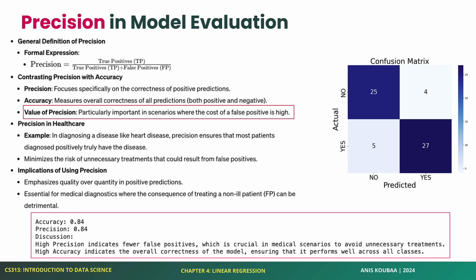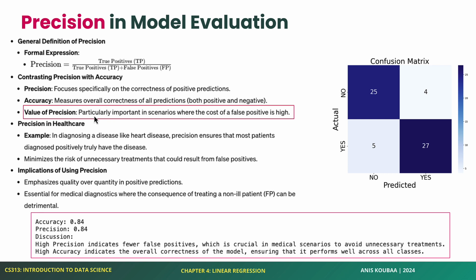It only focuses on positive predictions. So here we have the true positives divided by all the positives, true positives and false positives. So this is the percentage of true positives. The percentage of this is what we call precision. It's precise with respect to the positive cases.